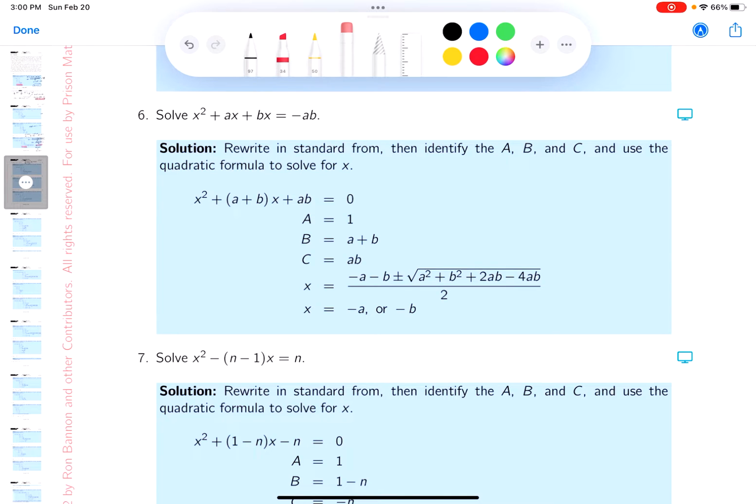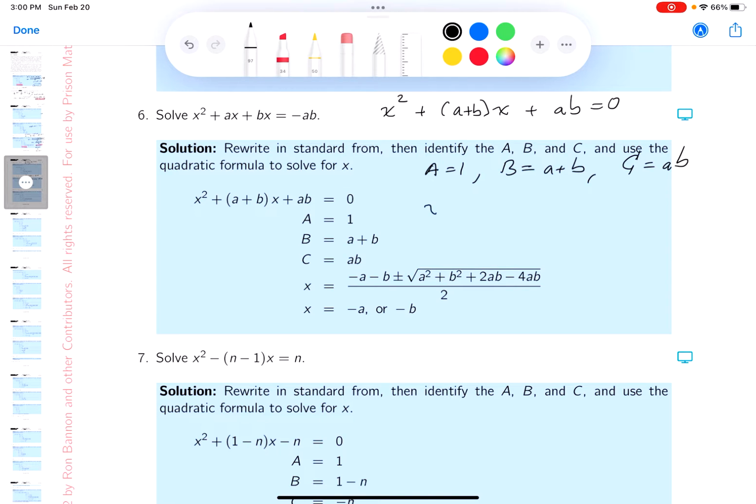Okay, let's solve for 0 first off. And this is an equation and we're trying to solve for x. So we get x squared plus a plus bx plus ab. So the big A is 1, the big B is little b, and the big C is just ab, little a, little b.